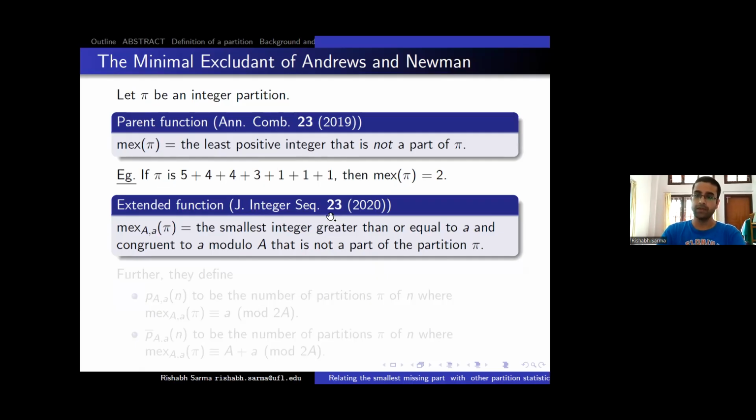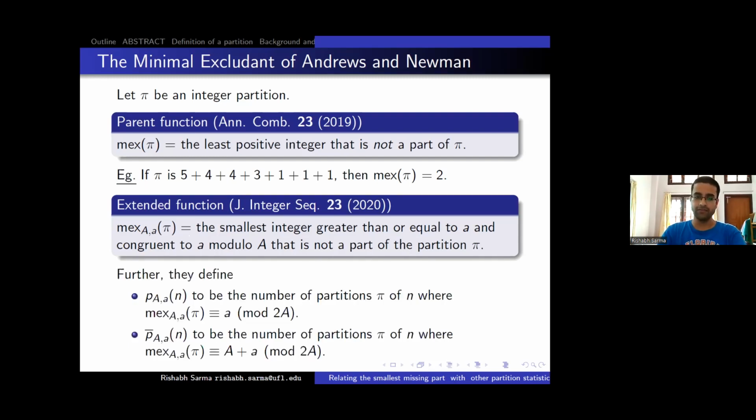In an upcoming paper in 2020, they defined an extended function of this MEX function. The MEX with capital A and small a of a partition is defined as the smallest integer greater than or equal to small a and congruent to small a modulo capital A that is not a part of that partition. Further, they define P_{A,a} to be the number of partitions of n where the MEX is congruent to small a modulo twice capital A, and the overlined P, or P bar, to be the number of partitions where the MEX is congruent to capital A plus small a modulo twice capital A.